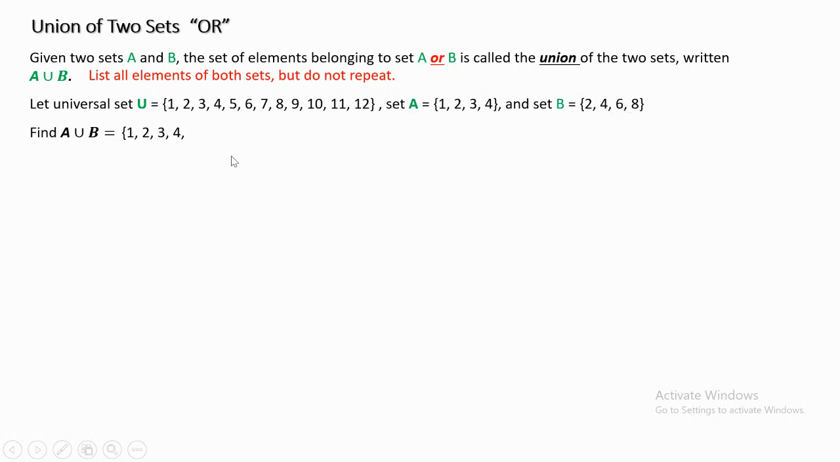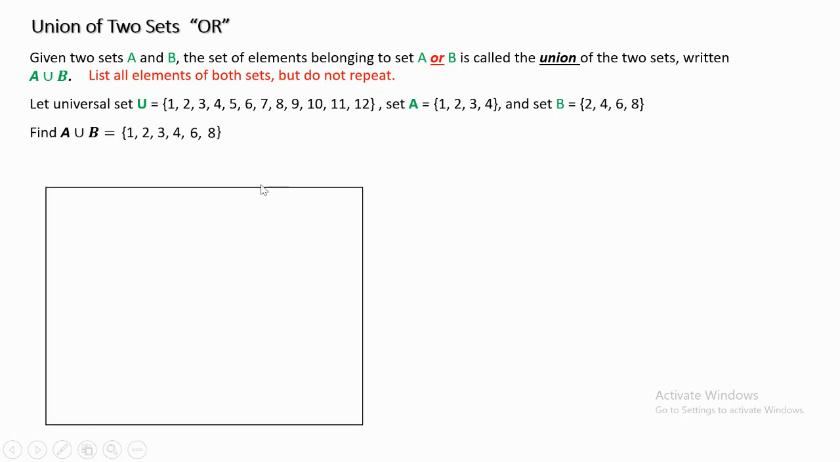How about the 6? The 6 is there? No, so we're going to put 6. Is the 8 inside here? No, so we're going to put the 8. So this is the A union B. Okay. Now let's do it in a Venn diagram.